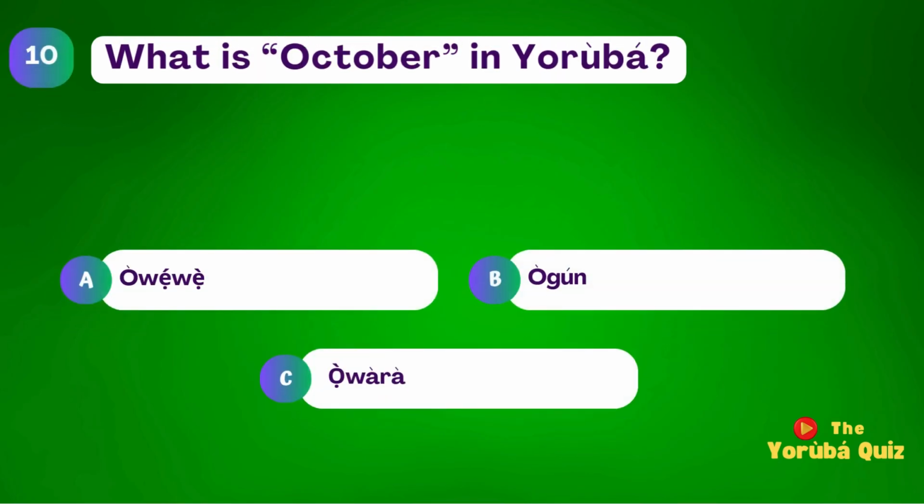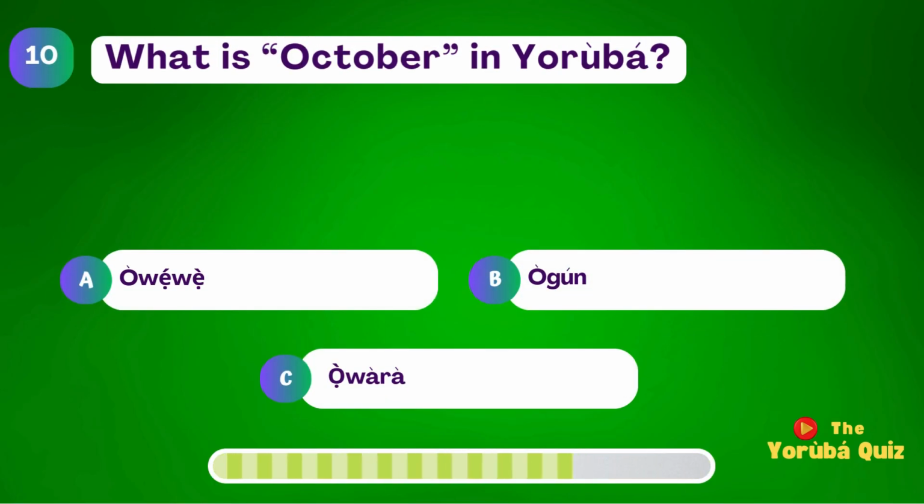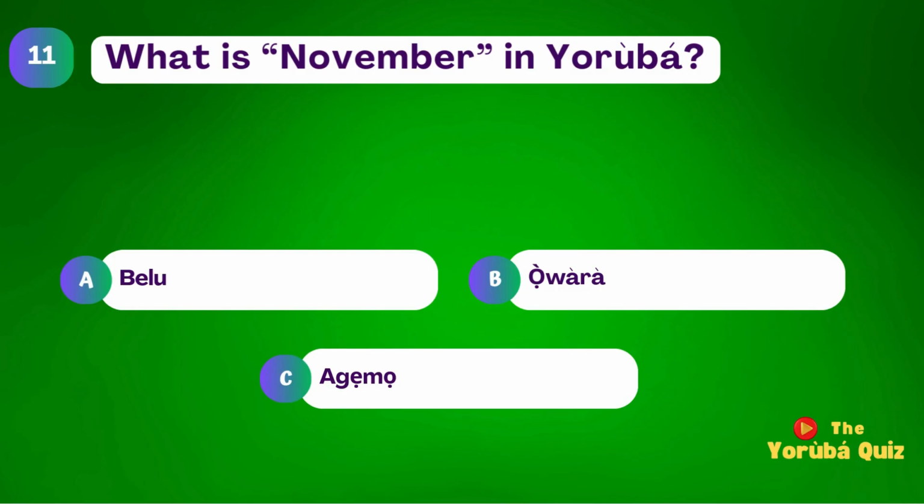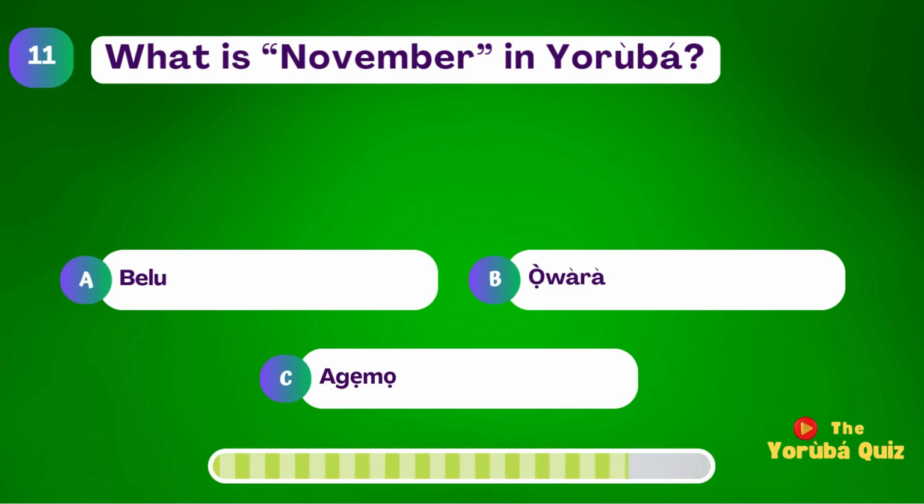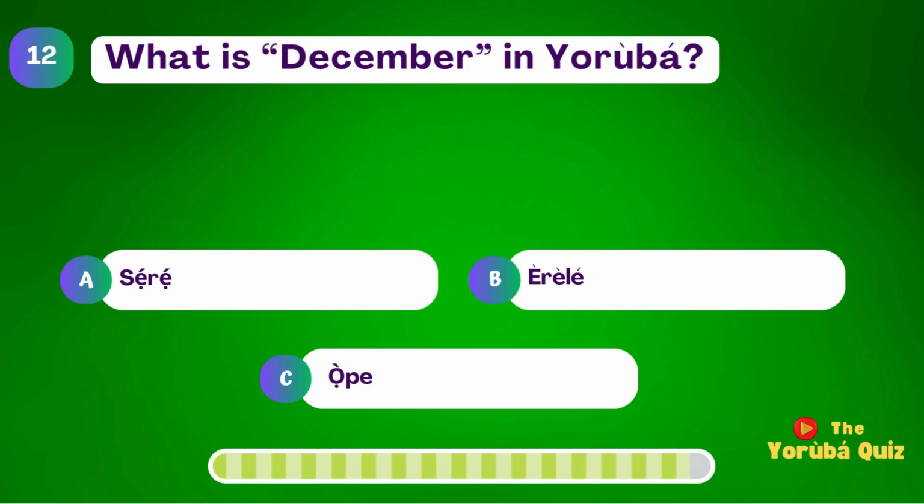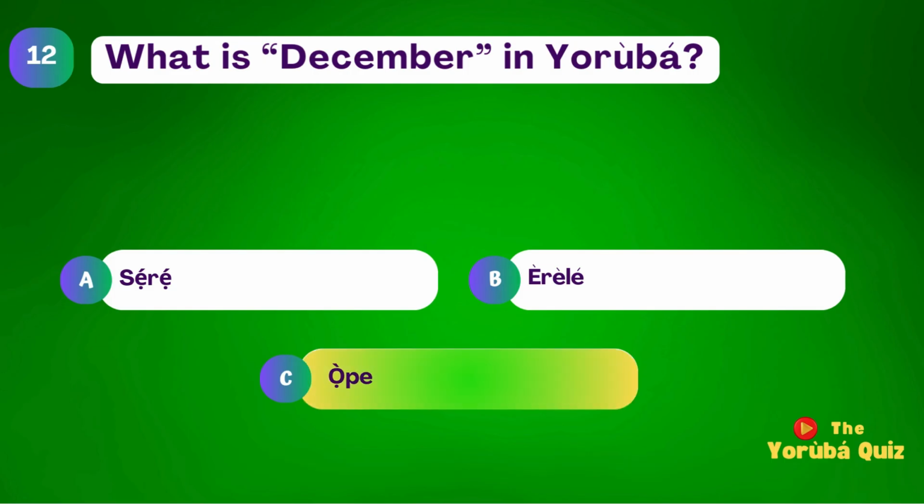What's October in Yoruba? Ọ̀wàrà. What's November in Yoruba? Belu. What's December in Yoruba? Ọ̀pẹ.